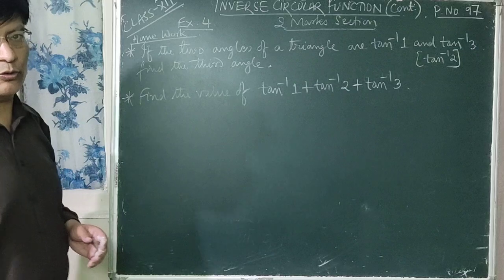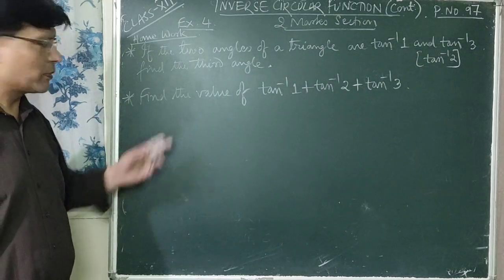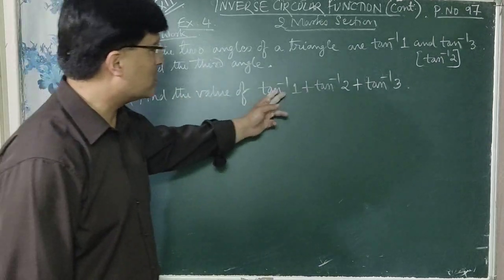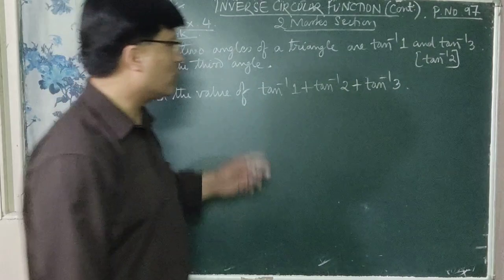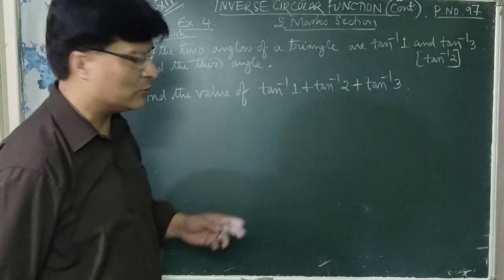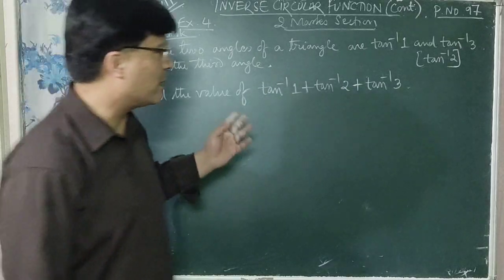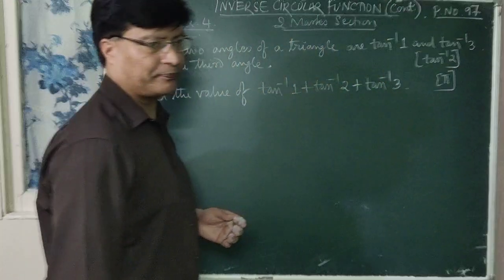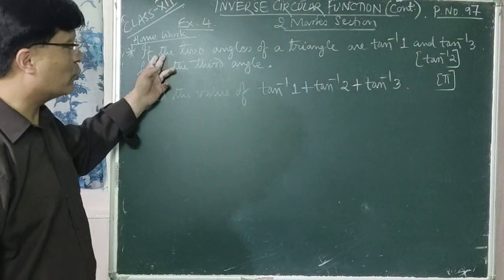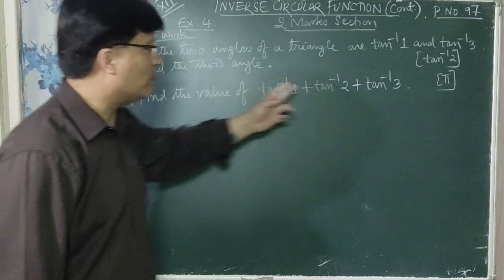Do it in the same way as before. Okay? And this question is also homework: find the value of tan inverse 1 plus tan inverse 2 plus tan inverse 3. Use the same method for this too. Simplify tan inverse 1 plus tan inverse 2 first, then simplify it with tan inverse 3. You should get the answer as pi. The answer for the first part will be tan inverse 2 and the answer for this second question will be pi.